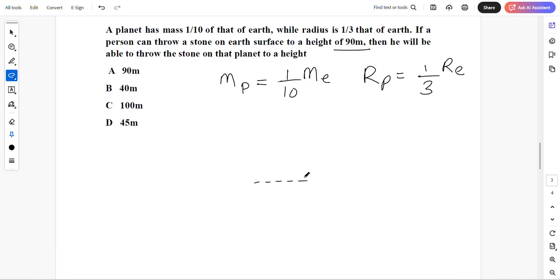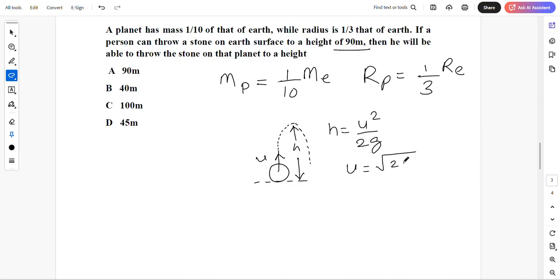Okay, let us say this is the surface of the Earth. Now if it is thrown with velocity u, it will go to a maximum height h, and that is given by what? We know that h is equal to u square by 2g. That is, u is equal to root of 2gh.